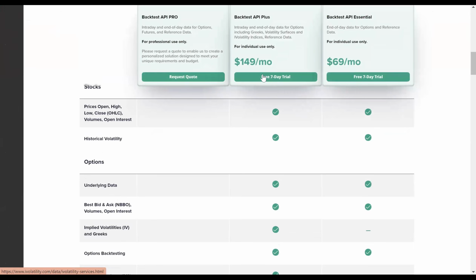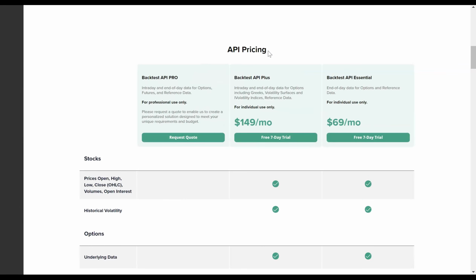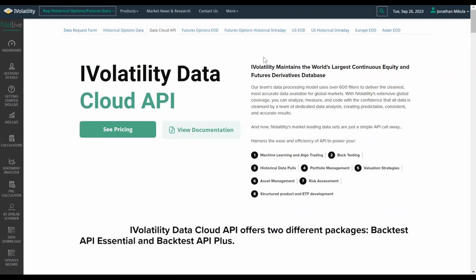So for our retail side of the equation for API, we have API Essentials. It's only $69 a month, and it will give you all the end of day options and reference data, things like splits and dividends and things like that. Backtest API Plus will give you all of that plus Greeks and volatility services and IVX. So for anybody interested in backtesting that strategy that's been burning in your head, this is a really, really cool way to do it. And we've just released this after working on it for a year plus behind the scenes.